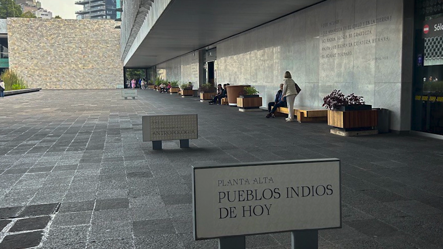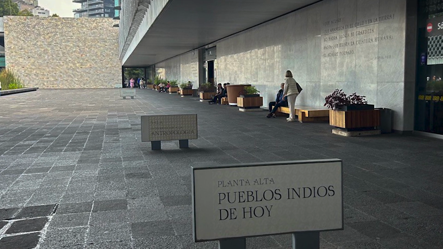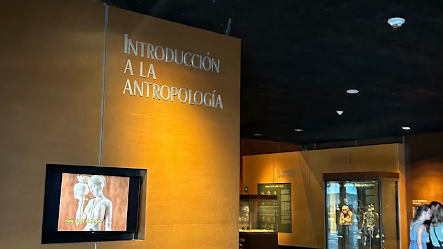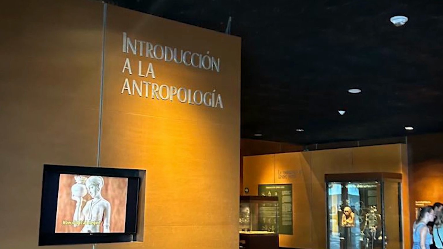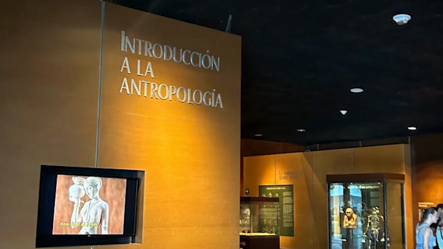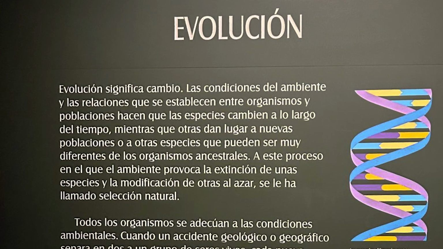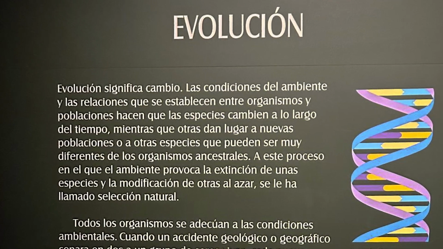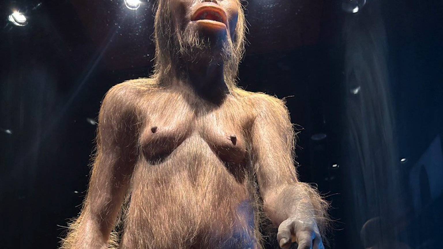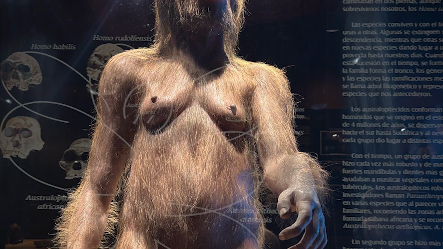Now we are going to begin with room number 1. This room is called the Settlement of America. And this exhibit is designed to provide an idea of how human evolution started from prehistoric times, how different types emerged, and how human evolution progressed throughout the world.